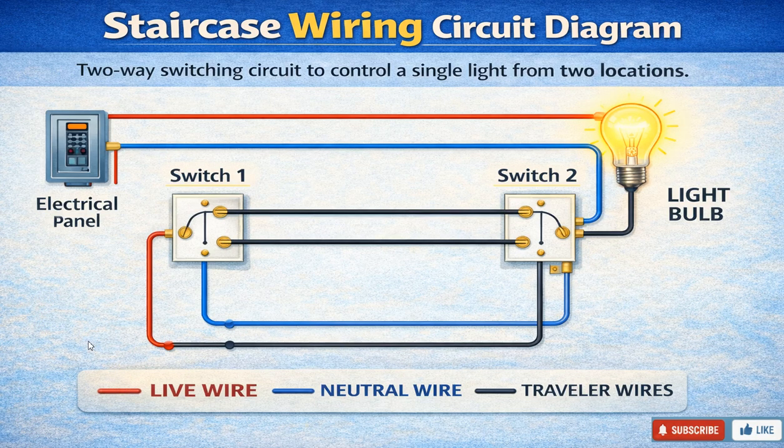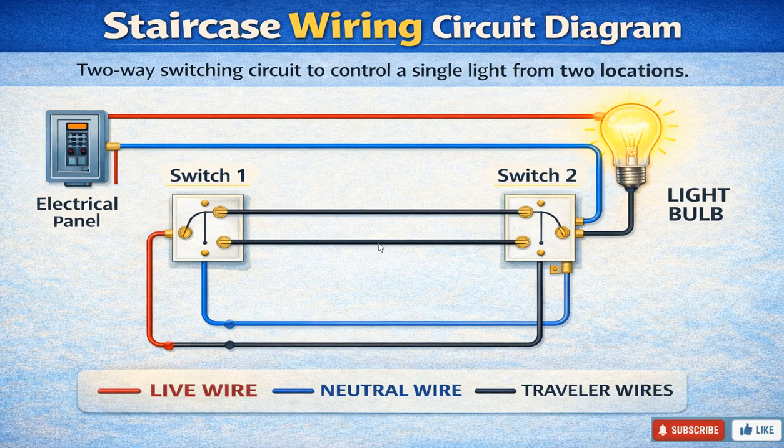Dear students, today we try to understand staircase wiring. So this is the staircase wiring circuit diagram where you observe that there are two switches, switch 1 and switch 2, which are connected to the light bulb, and the electric panel is there. From the electrical panel we took the supply. This red color indicates the live wire, meaning the phase wire, and the sky blue color indicates the neutral wire.